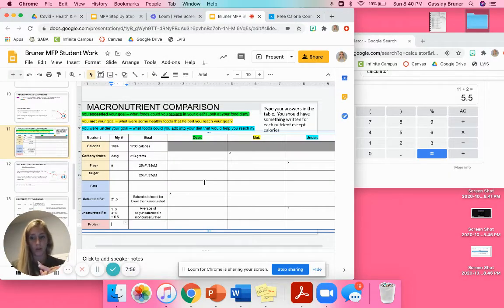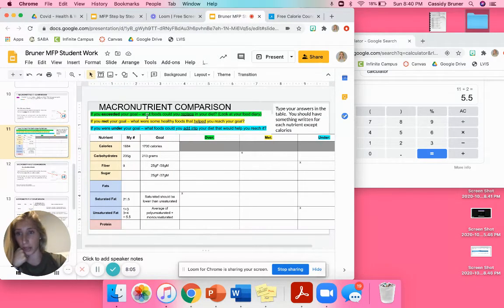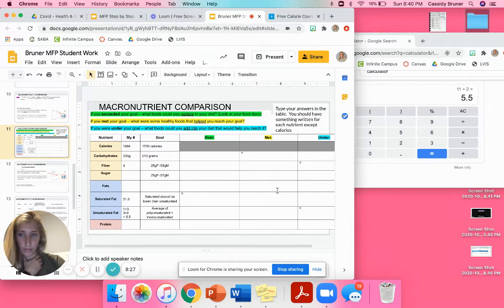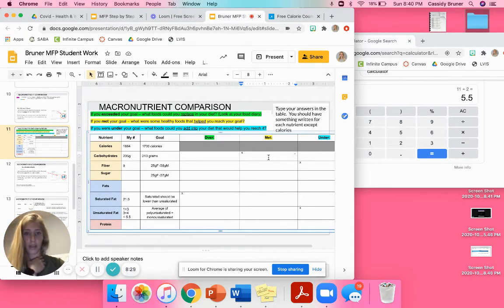When you are done with taking the average, looking at your goals and all that, you are going to discuss what's highlighted on this slide. It says, if you exceeded your goal, what could you replace in your diet? If you met your goal, what were some healthy foods that helped you reach your goal, etc. So let's go ahead and do carbohydrates, okay? It's saying, if I met my goal, what were some healthy foods that helped me reach my goal?